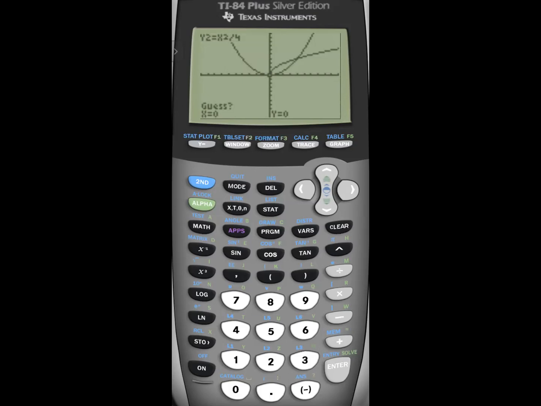And as you can tell here, there's actually 2 intersection points. And it doesn't know if you're talking about the first one or the second one. That's why they want you to guess. So my first guess is going to be 0, 0. Great, we have 0, 0 as my first intersection point.